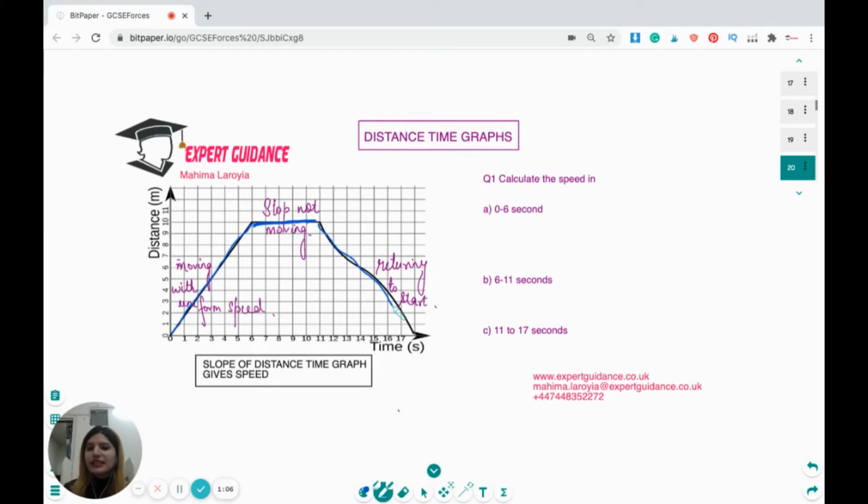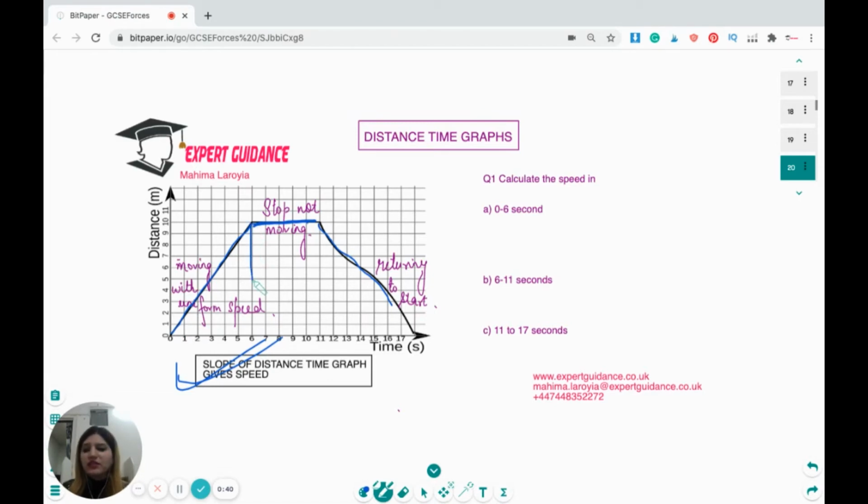So if in the distance time graph you have a straight line passing through the origin, it means that the body is moving with uniform speed. If you have the horizontal, it means that the body is not moving. And if you have the distance going down, it means it is returning to the start position. And the slope of the distance time graph gives you speed. This is also a very important thing to remember, because in the graph, if they ask you to find the speed, we'll be finding the gradient of the line.